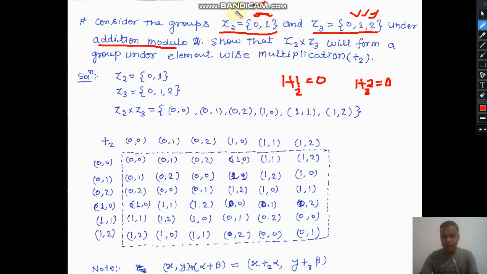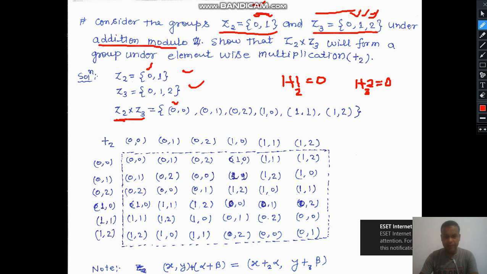For the first group Z2, addition under modulo 2 will work, and for Z3 addition under modulo 3 will be performed here. So this is Z2 and this is our Z3. Now we are writing their cross product. It means their external direct product. What is the way to write? You have to take the first element from the first group. You are taking here 0, and you will write all possible combinations with all the elements of Z3.